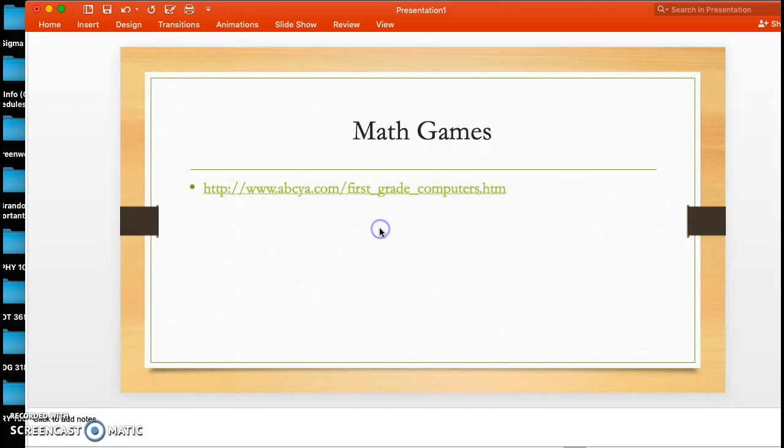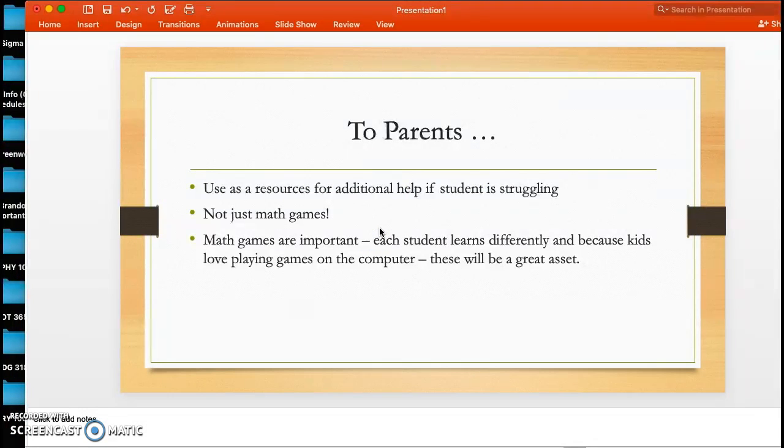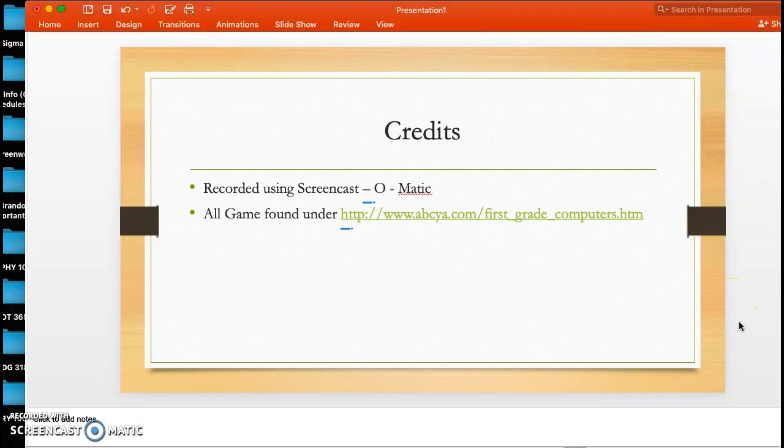So to finish up here, to the parents, just use that as a resource for additional help. Even if students aren't necessarily struggling, it's good to have the different components of it. And it's always good to have the little extra practice. There's not just math games on there, and each student learns differently, and it's a great way for students to be able to learn how they learn by different games.